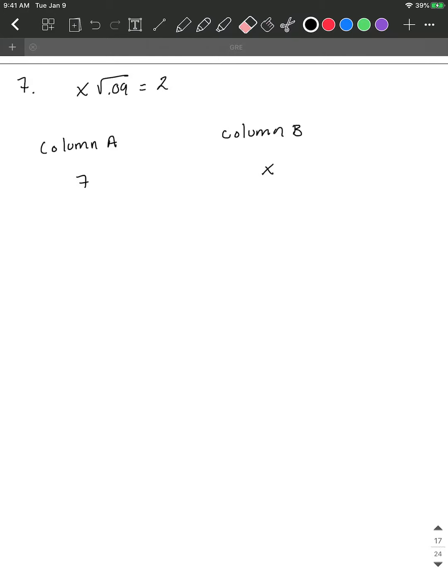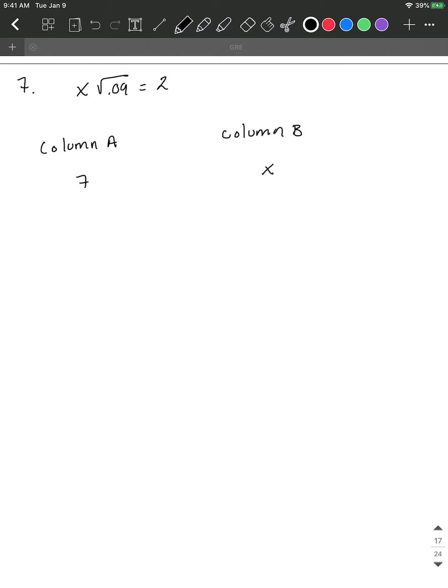So this is another comparative GRE question that we're looking at. What they're asking us here is to compare the x value to what 7 would be. So the first thing we need to understand is, can we solve for x? What can we do with x?